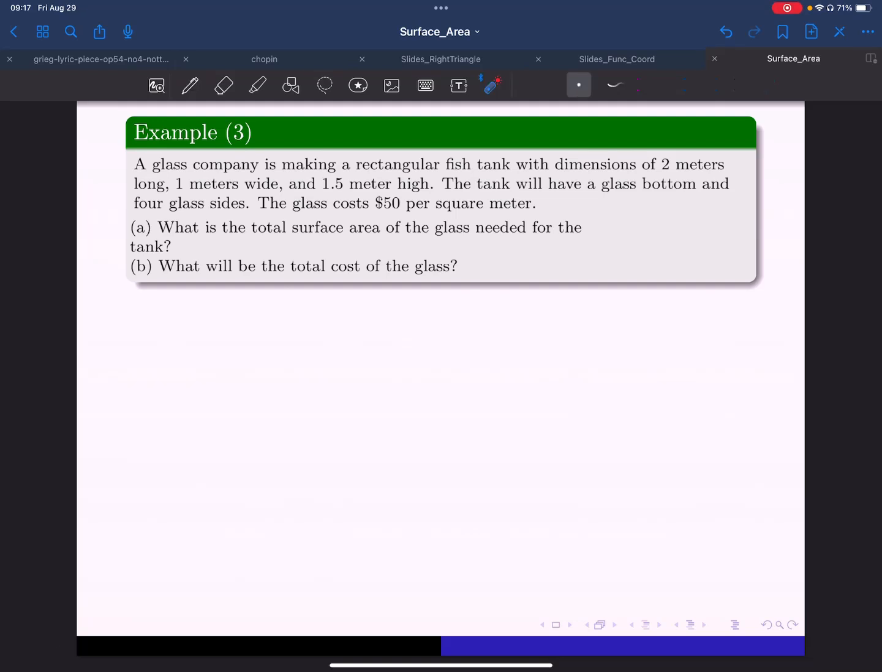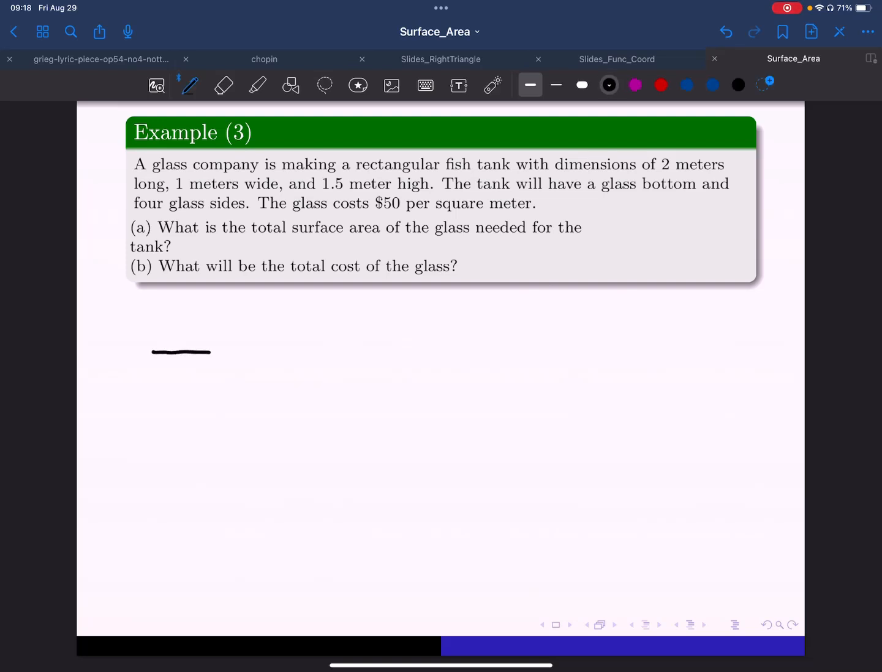Example 3. A glass company is making a rectangular fish tank with dimensions of 2 meters long, 1 meter wide, and 1.5 meter high. The tank will have a glass bottom and 4 glass sides. The glass cost is $50 per square meter. What is the total surface area of the glass needed for the tank? What will be the total cost of the glass?